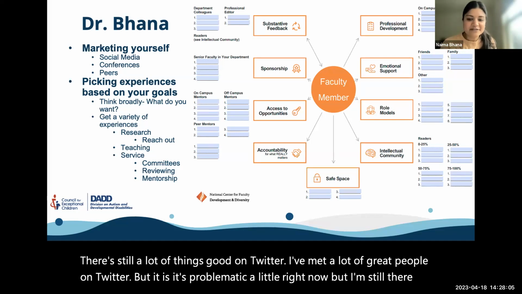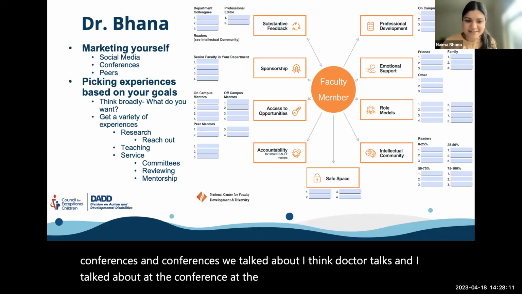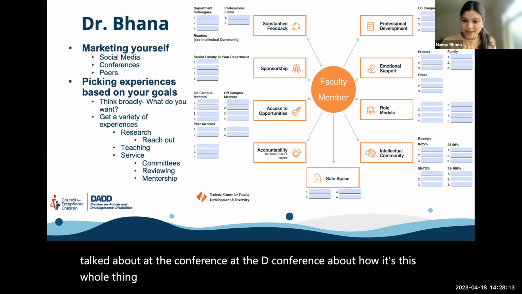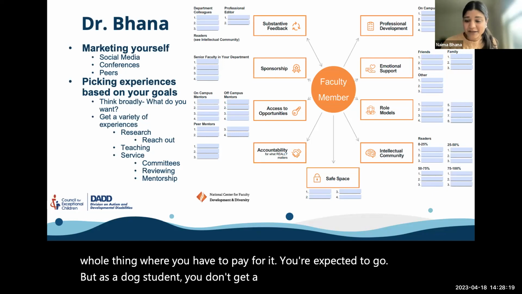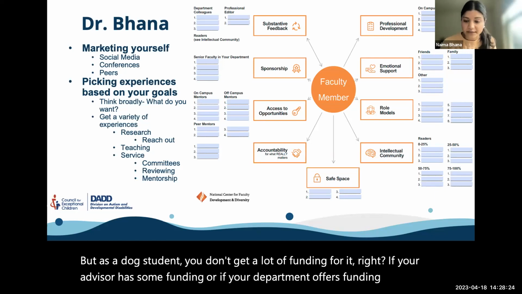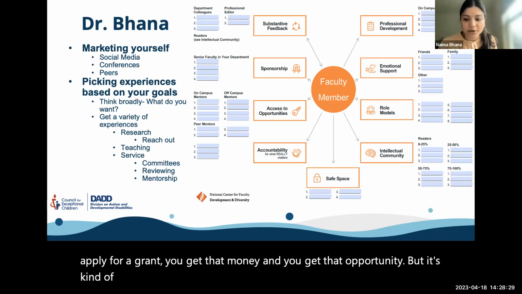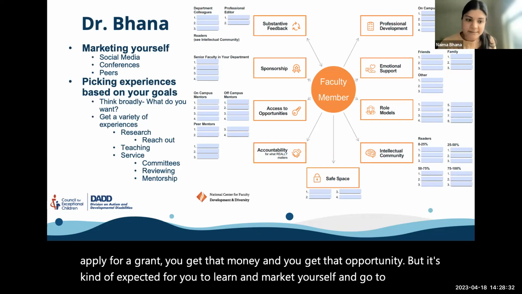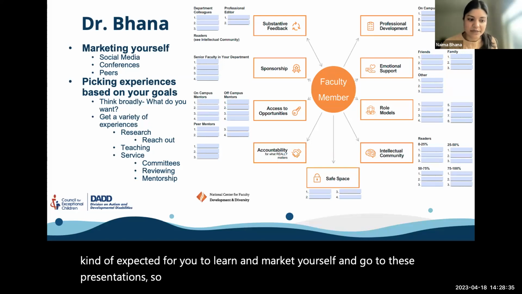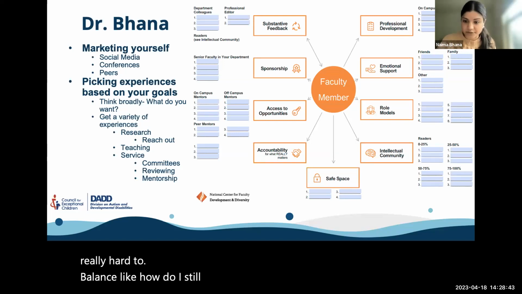Then conferences. Dr. Cox and I talked at the DABB conference about how it's this whole thing where you have to pay for it. You're expected to go, but as a doc student, you don't get a lot of funding for it, right? If your advisor has some funding, or if your department offers funding, or if you apply for a grant, you get that money and you get that opportunity, but it's kind of expected for you to learn and market yourself and go to these presentations. So that's one area of the hidden curriculum that I had to try really hard to balance, like how do I still reach out to people and go to these conferences?